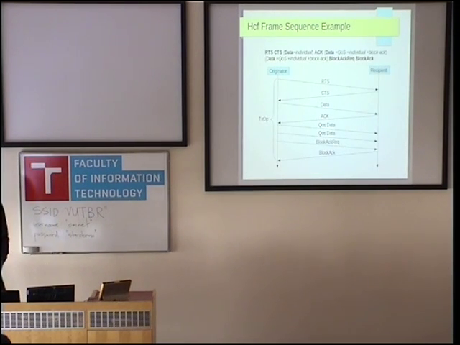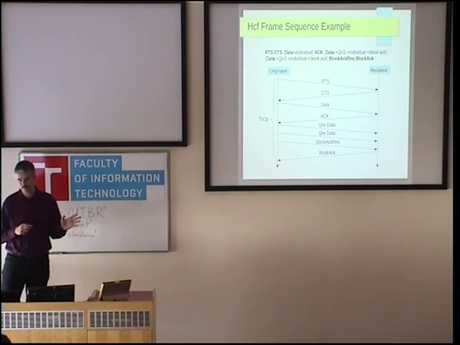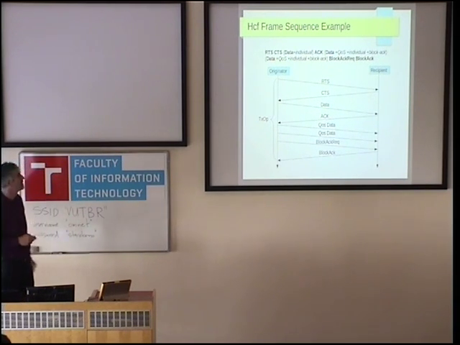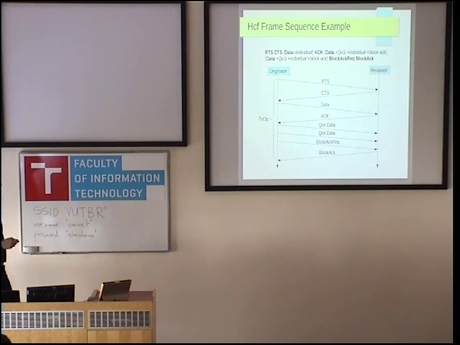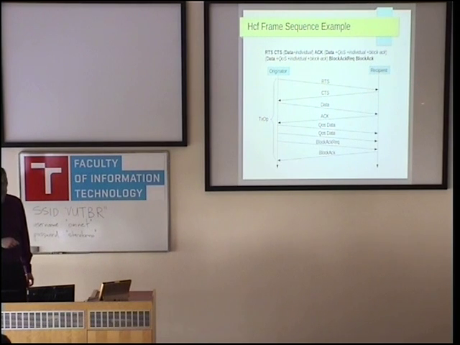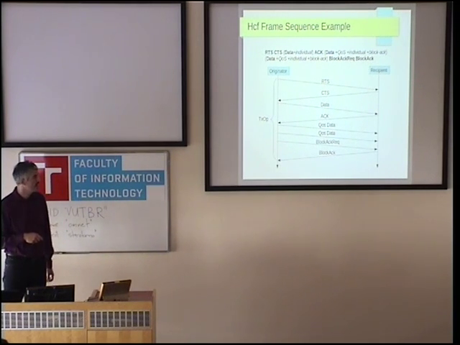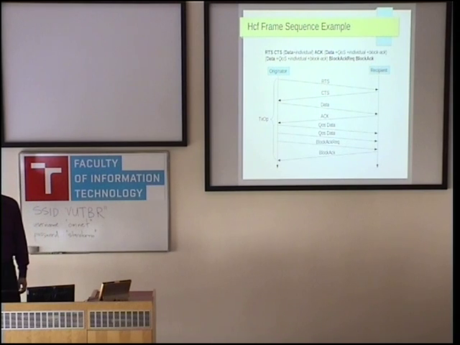Just to give you a feeling how it works, here's a hybrid coordination function frame exchange sequence. This is in fact a pretty simple sequence. There could be much more complicated ones. At the top you see the BNF grammar version. What happens here is that we are sending a non-QoS data frame protected with RTS/CTS and with an individual ACK, and then we send two QoS data frames with block ACK policy, and then we just send a block ACK request and we get a block ACK response from the recipient.